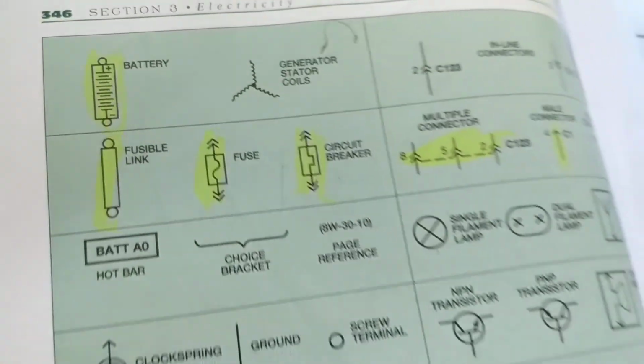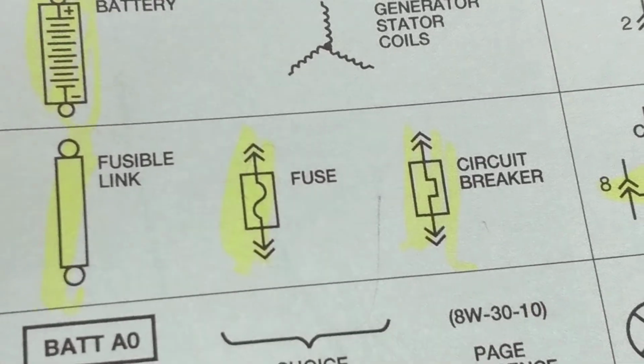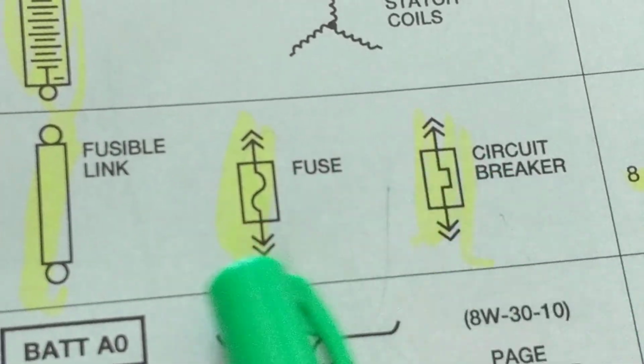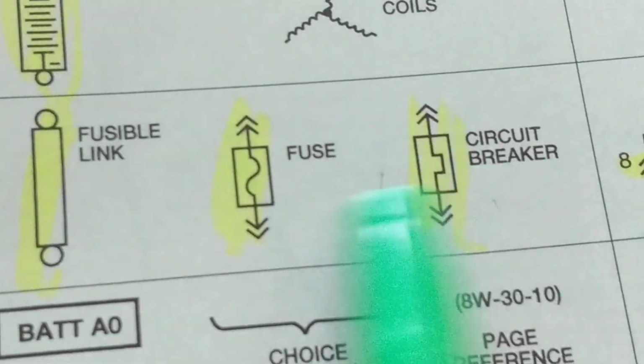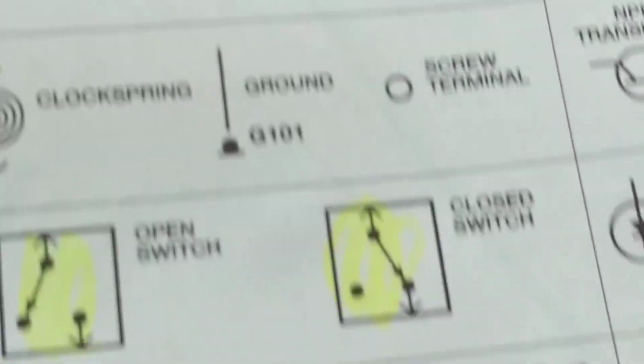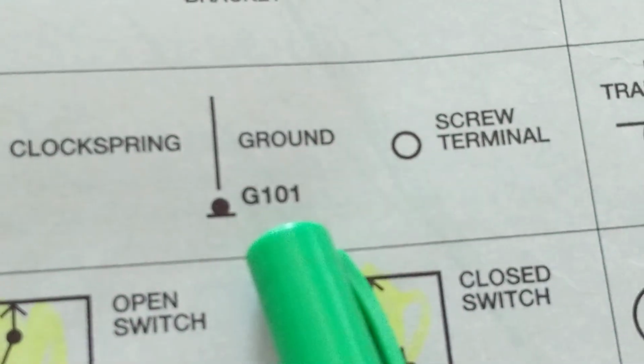Continuing the discussion of basic symbols and components and their functions. Before, I went over the protective devices: the fuse, the circuit breaker, and the fusible link. You'll always see these in automotive schematics. Let's go to other ones. Ground, you will always see. It's a physical ground.